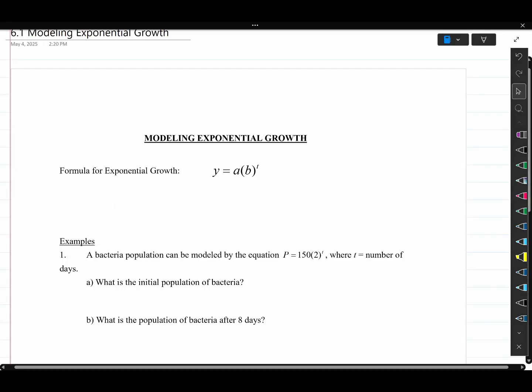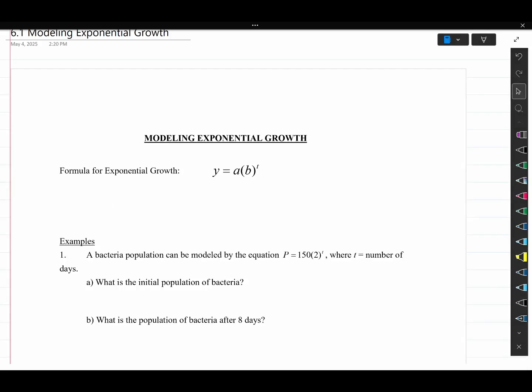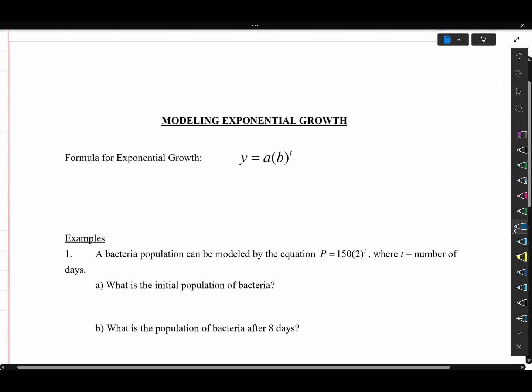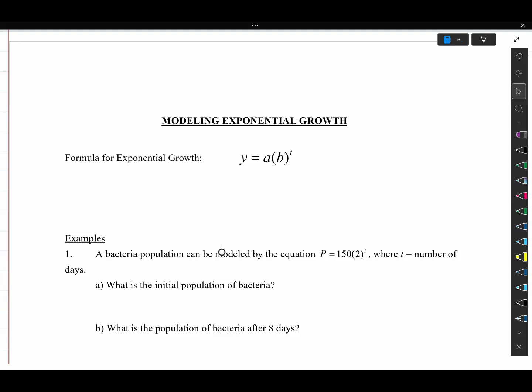So today we're talking about modeling exponential growth so that you can follow along with some application questions working with exponential equations. Now specifically we're talking about growth here, and that is populations or different quantities that are growing, that are increasing in size.